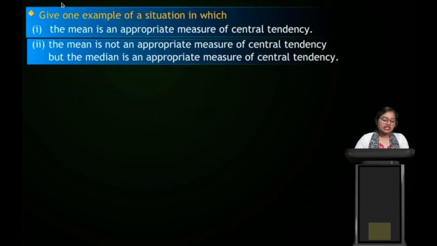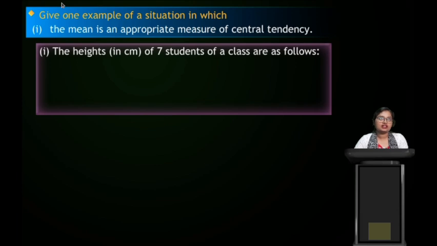so students, here we have to give one example of situation in each of this. So let's see that. Give an example of a situation in which a mean is an appropriate measure of central tendency, and also the mean is not an appropriate measure of central tendency, but the median is the appropriate measure of central tendency. So here we have to give two examples showing that mean is an appropriate measure of central tendency, and also showing that mean is not an appropriate central tendency and median is the appropriate measure of central tendency. So let us take the first thing here.